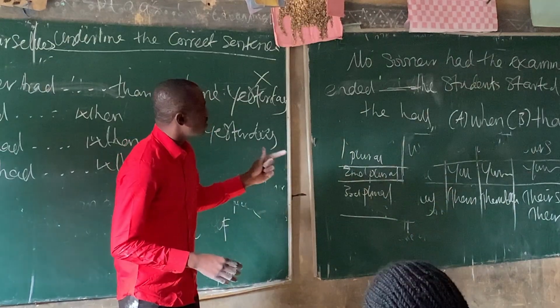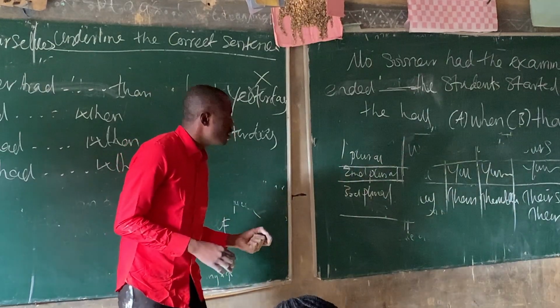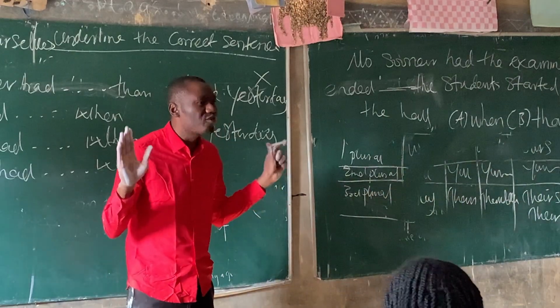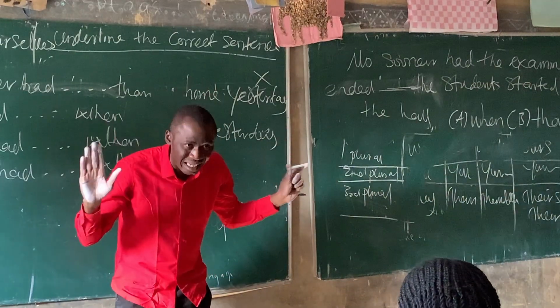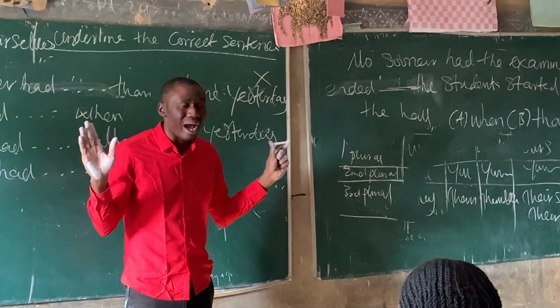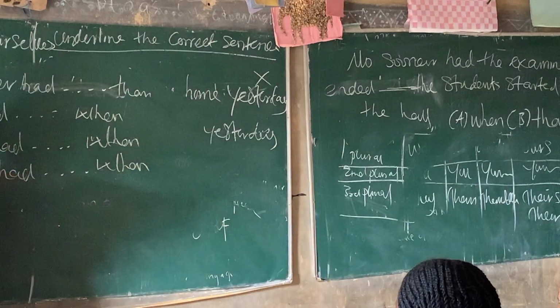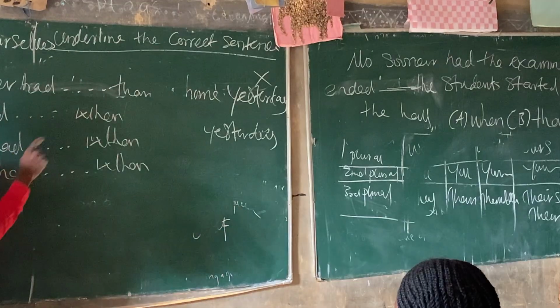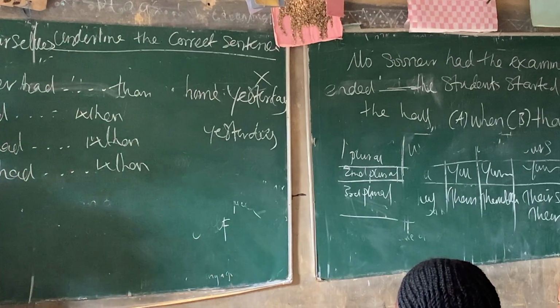No sooner had the examination ended than the student started vacating the hall. That's the rule. And if you go to your first question, you will see that there. I'm trying to explain to you why they chose that. Because no sooner, than. Hardly had, when. Barely had, when.